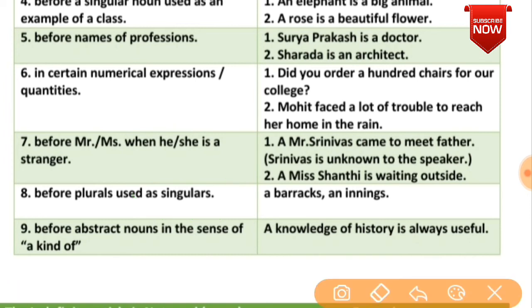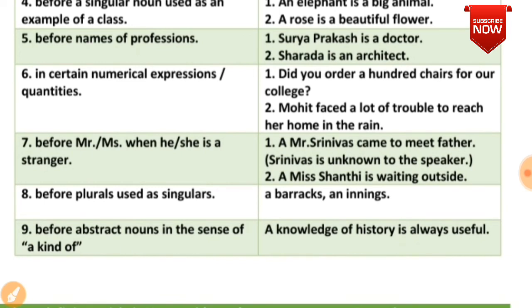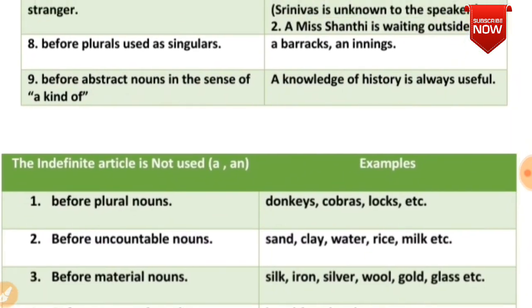Next, before abstract nouns in the sense of a kind of: a knowledge of history is always useful. Now we know where and in which situations we have to use the indefinite article, but in some situations we need not use the indefinite article. Which situations those are, we will discuss now.